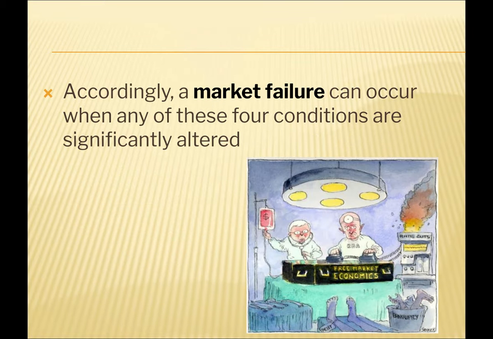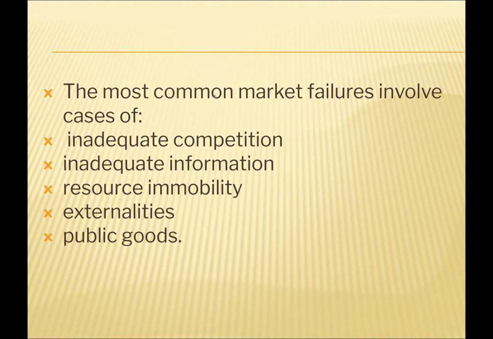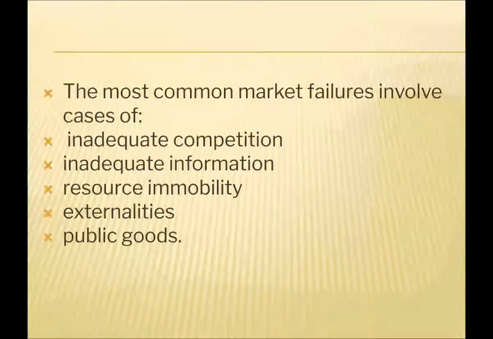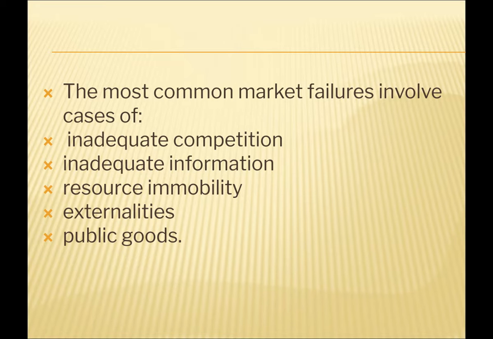Okay, so when the markets, which we talked about in Section 1, and the criteria for the market, if those are not working like they're supposed to, then we can have a market failure. The most common types are these 5, and you're going to need to know these 5 for the test, quizzes, and things that are coming up. So we've got inadequate competition, inadequate info, resource immobility, meaning it's not able to move, externalities, and public goods.